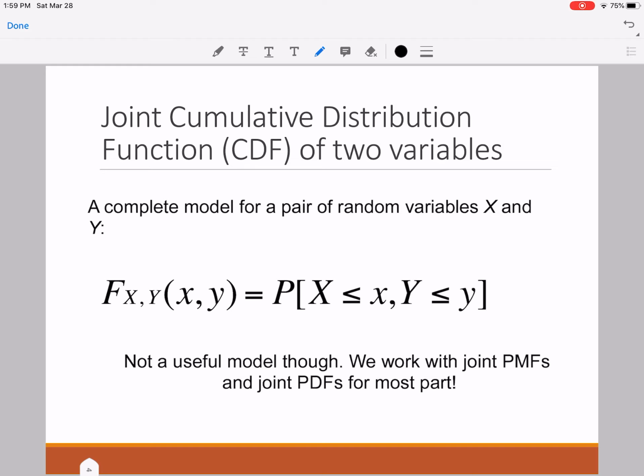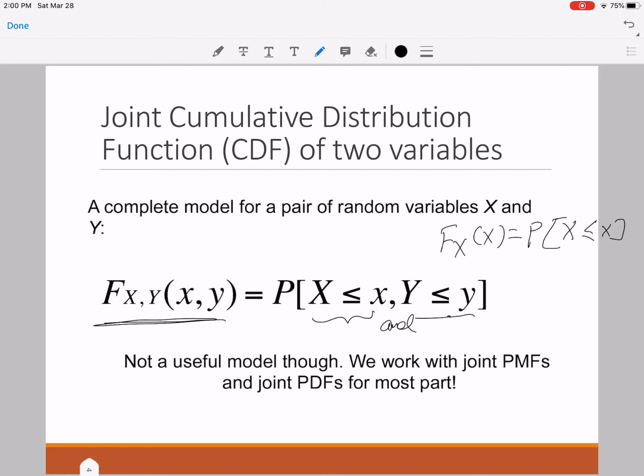The joint CDF, or the joint cumulative distribution function of two random variables, gives you the complete probability model for the joint random variables x and y. Just like how a single CDF gives you the probability that random variable capital X is less than or equal to small x, the joint CDF of x comma y gives you the probability that X is less than or equal to small x and Y is less than or equal to small y. That's the definition of joint CDF, a simple extension to single CDFs.